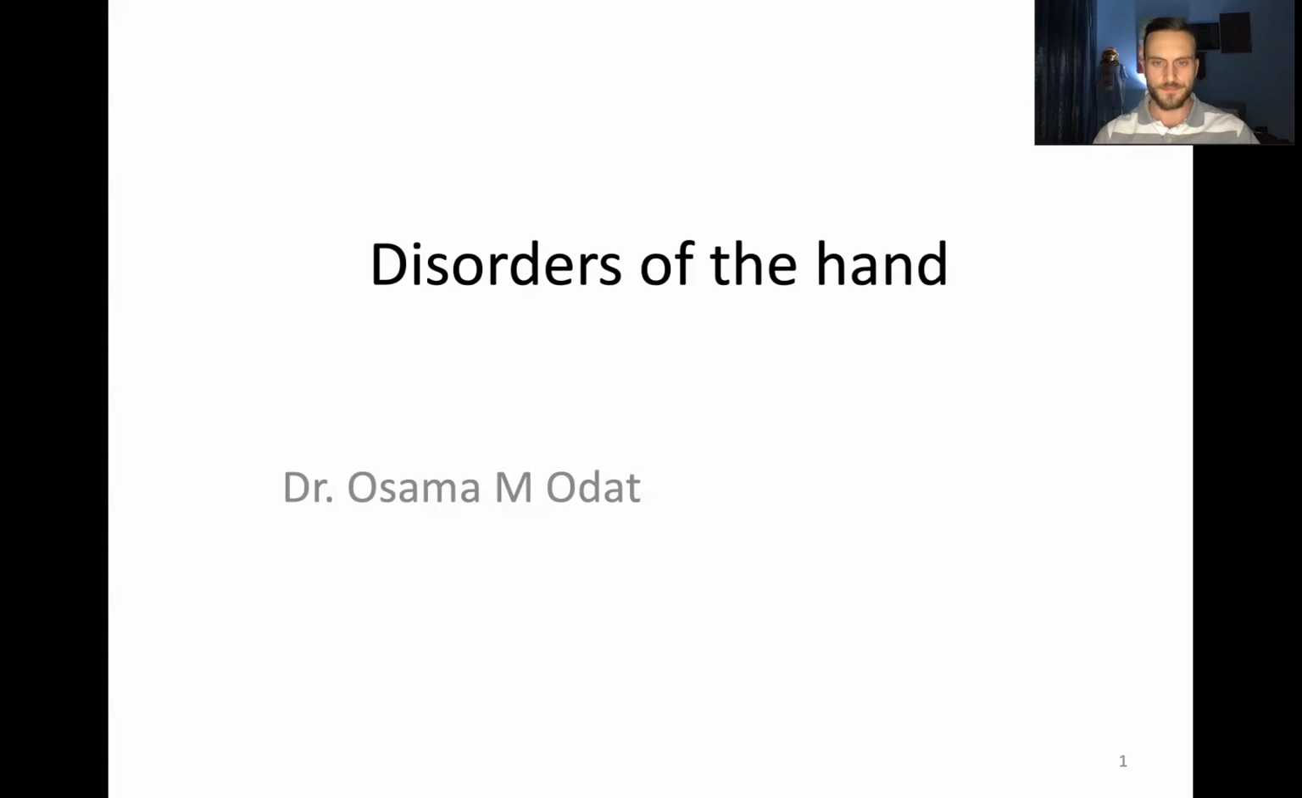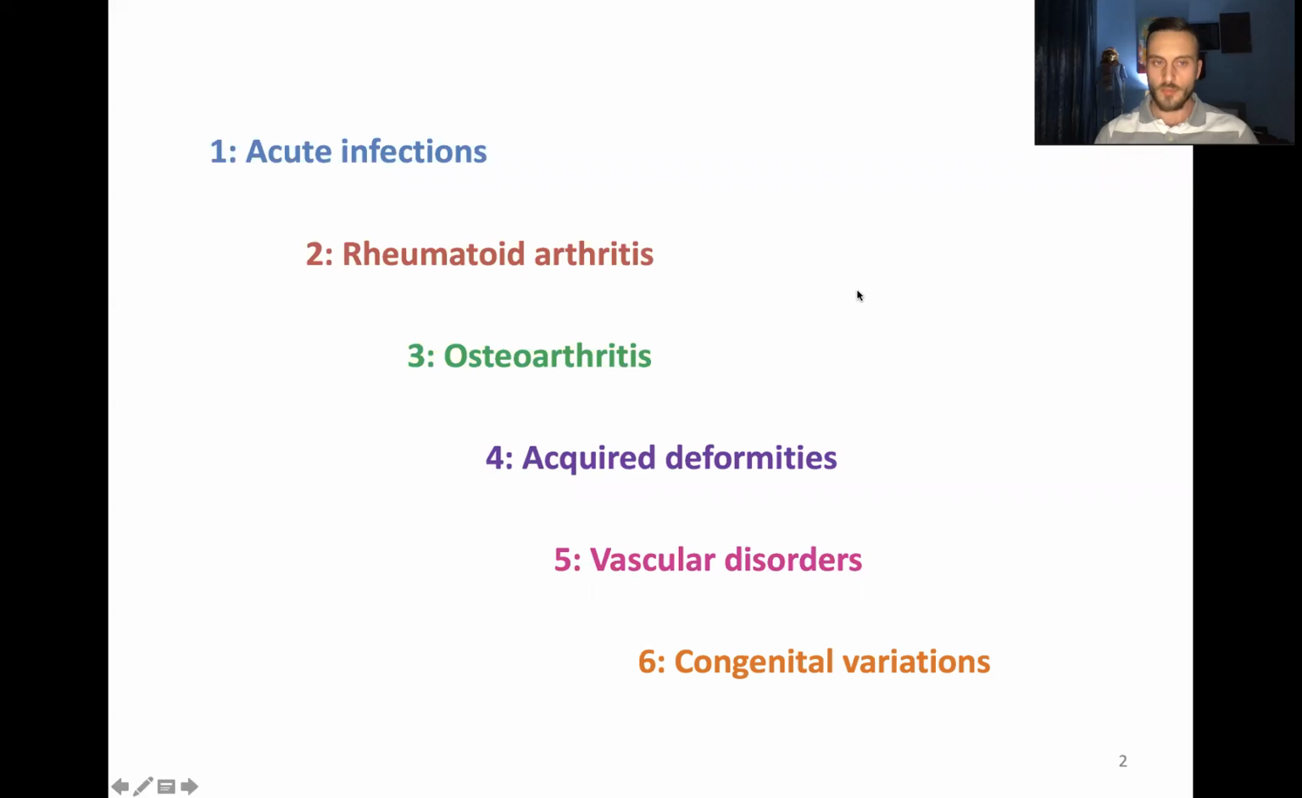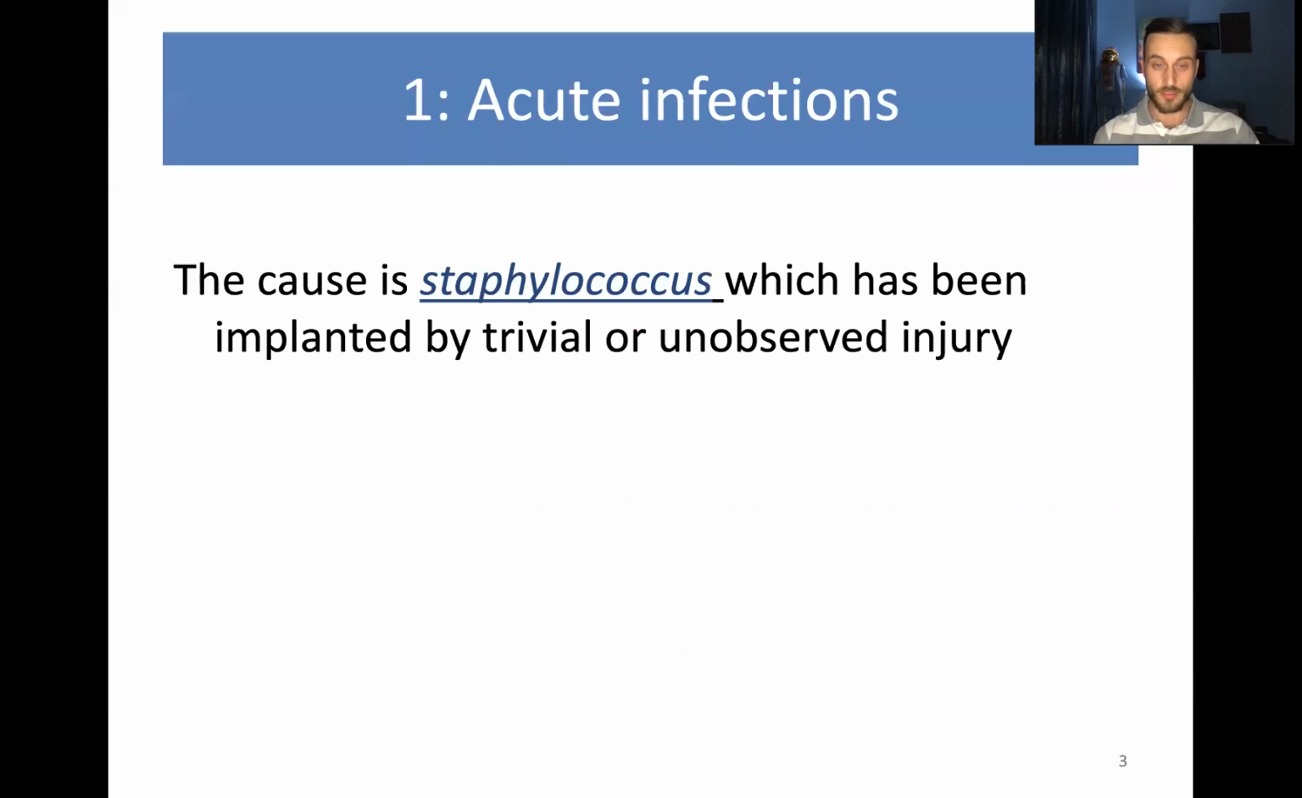After we finished the disorders of the shoulders, elbow and wrist, now we're moving to the hand. We will talk about the acute infections, rheumatoid arthritis, osteoarthritis, acquired deformities, vascular disorders, and some of the congenital variations. It's a very wide subject. I'm going to make it as short as possible.